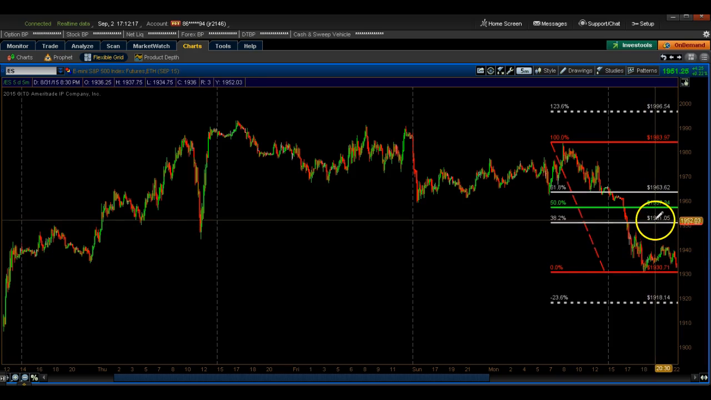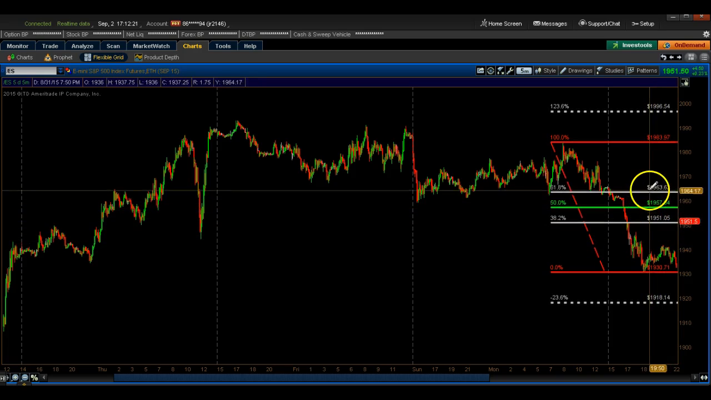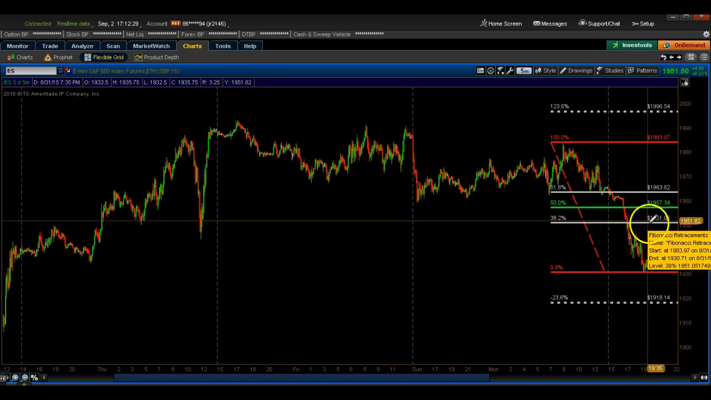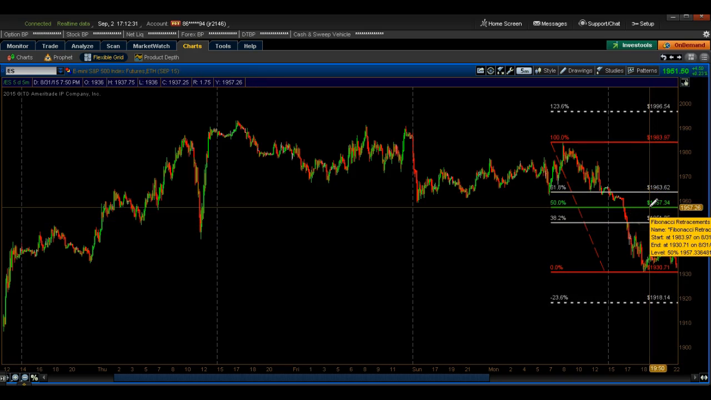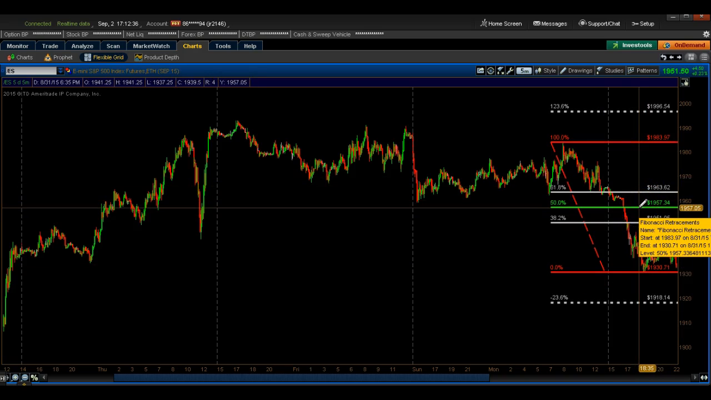Sometimes price will blow right through and go right to the 50 and pull back. Sometimes it'll go right up to the 60. Different market conditions all work. One day it might work perfectly where it hits 38 to the tick, pulls back, goes to 50, pulls back, 61. Other days it'll blow right through it. It all depends on the market conditions.